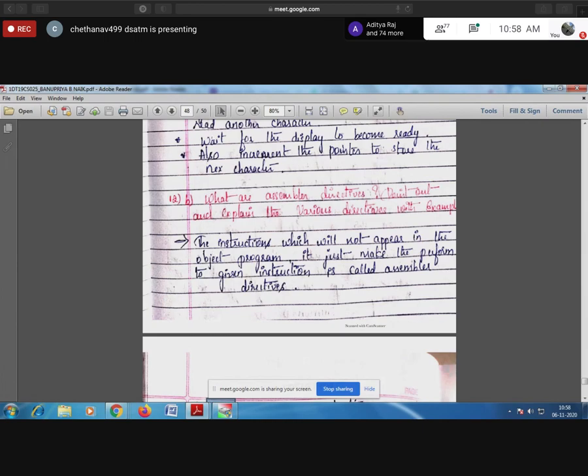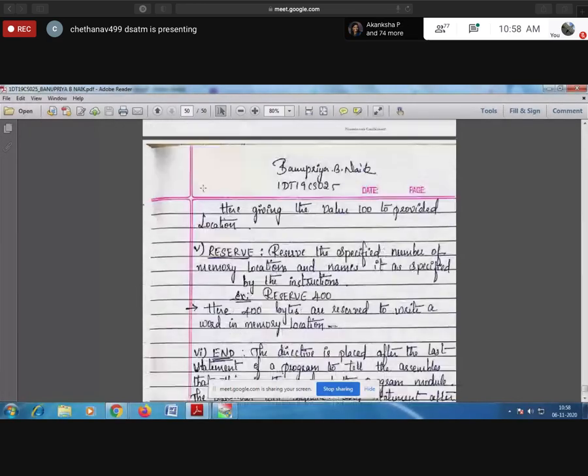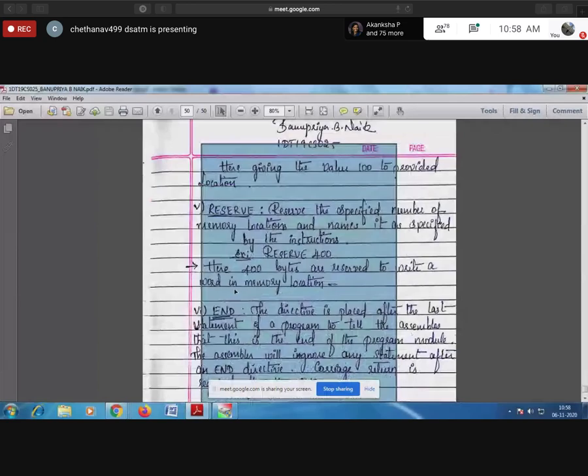Everybody has written the same answer. See the textbook once, okay? For this last 12th B question, see the textbook once.